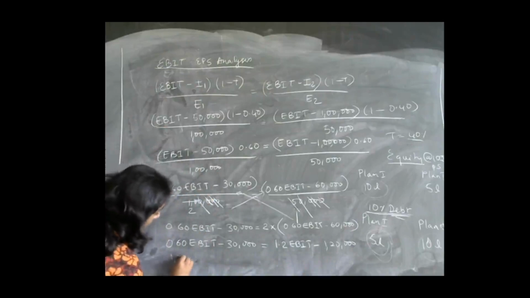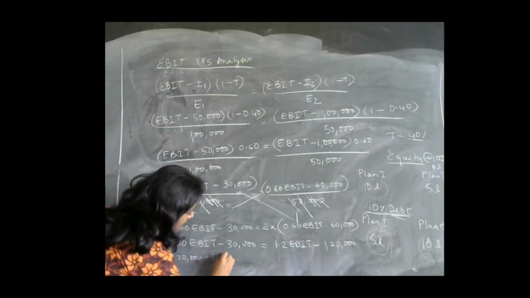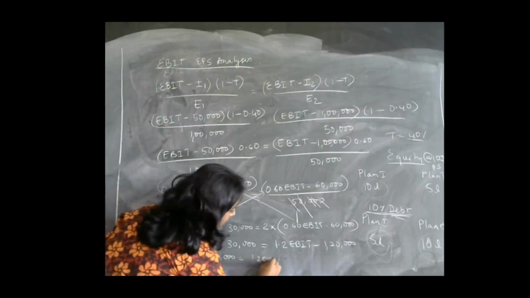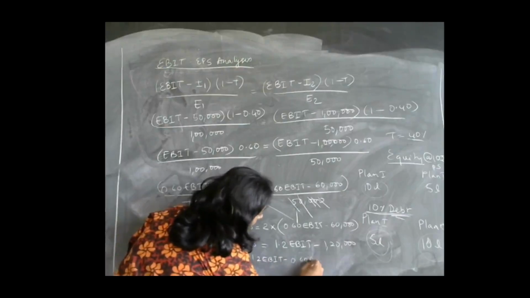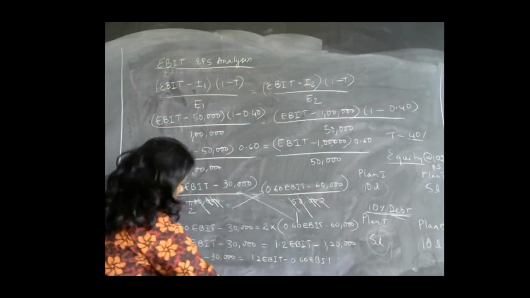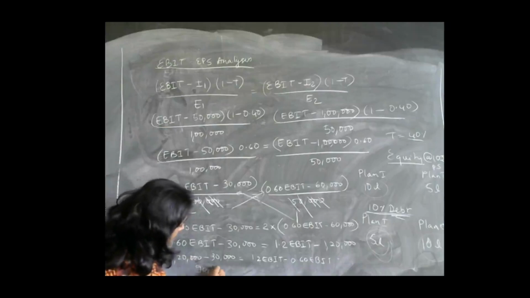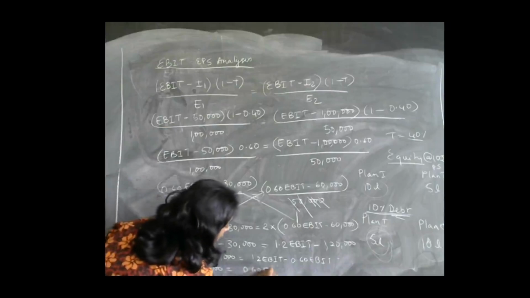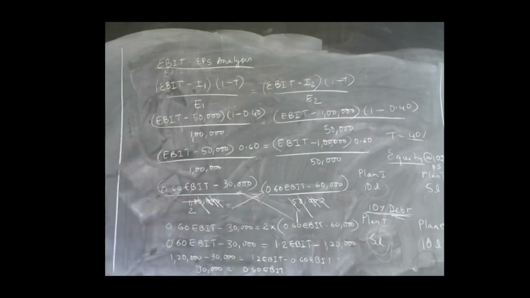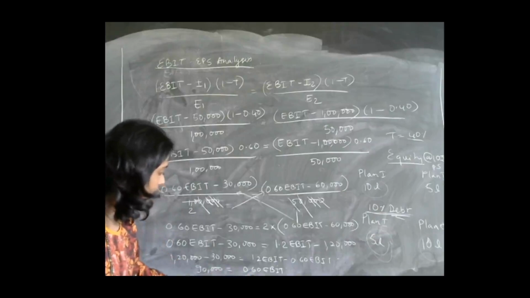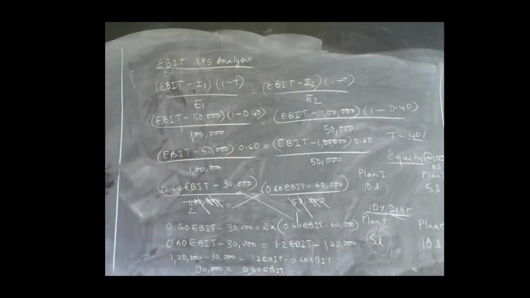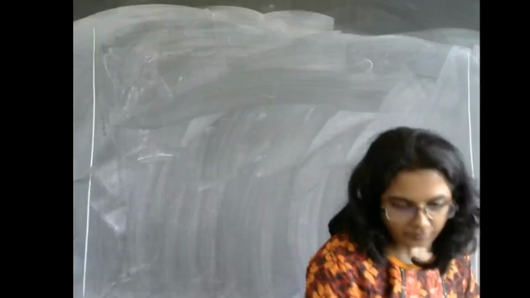So it will come 1,20,000 minus 30,000, 1.2 EBIT minus 0.60 EBIT. So 1,20,000 minus 30,000, it will come to around 90,000 is equal to 0.60 EBIT. So you get this down, 90,000 divided by 0.60 is equal to EBIT. So you will get the total EBIT as 1,50,000. So an easy way to go about with this.